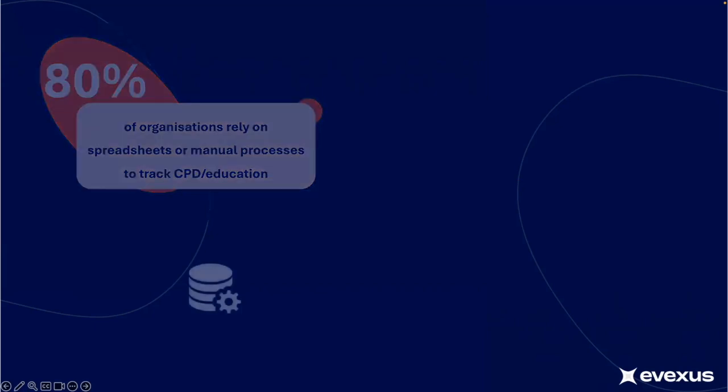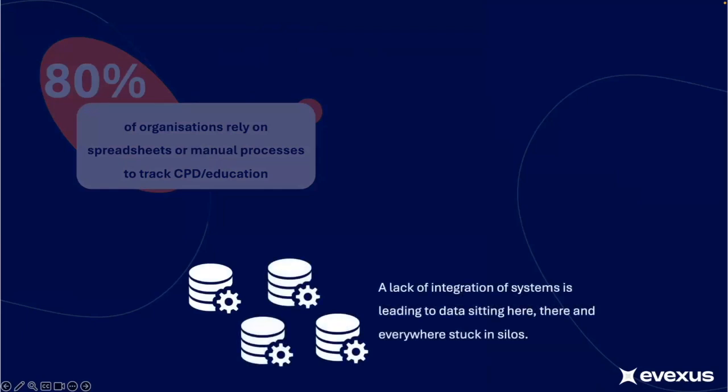When you then add to that the fact that a lot of associations certainly don't struggle to create data, but the problem is that there's a lack of integration of systems, and that's leading to that data sitting here, there, and everywhere, stuck in silos. And that's incredibly inefficient and, again, potentially quite a big risk.